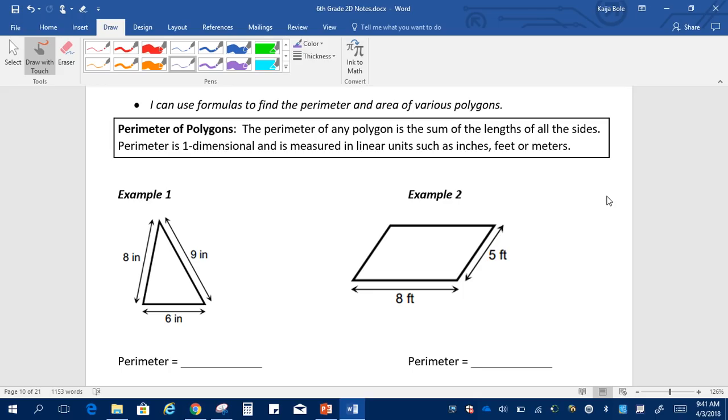So again, our units are not squared. So if we go to find the perimeter of this first example here, all we're going to do is add up the sides. So 8 plus 9 plus 6, and that would give you 23, and it's just inches. Okay. If we look at example 2 here, we know that the opposite sides are going to be the same. So this will be 8 up top and 5 on the left-hand side. So we would have 8 plus 5 plus 8 plus 5. And if we add those all together, you would get 26, and it's feet. Okay, so perimeter is a pretty easy one.